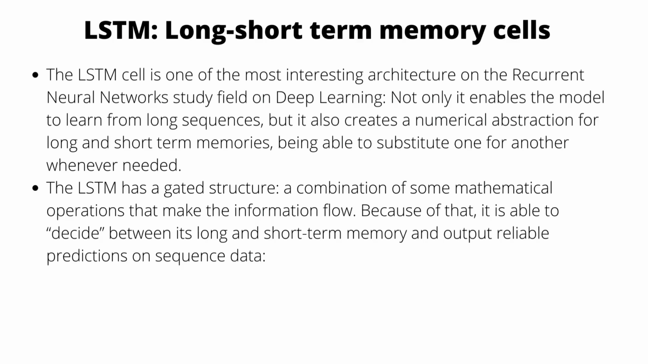So they have some mathematical operations that make the information flow, this entire gated structure. Because of that, it is able to decide between its long and short term memory and output reliable predictions on the sequence data. So this is the gist of the LSTM. Now we'll be moving part by part in these long short term memory cells and looking into the architecture.